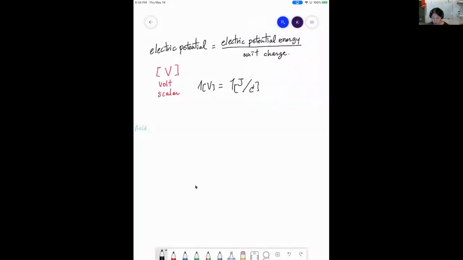Let's come back here. Let me go into the whiteboard screen again. Okay, so let's share that one here. All right, so this is the definition of electric potential. Imagine you have a Q, big Q.